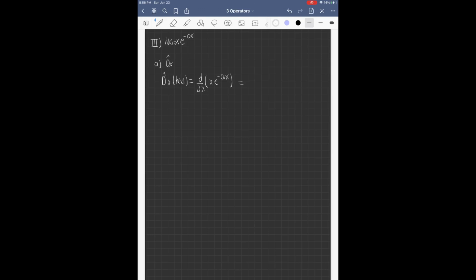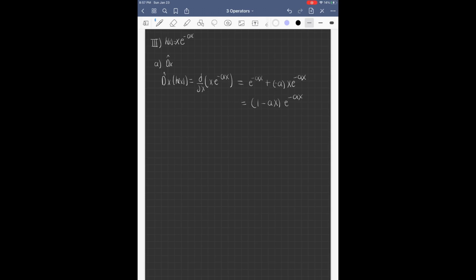As you guys know from the math review, you have to do the product rule because you have x times e to the negative a x. Let's take the derivative of x first, so the derivative of x times e to the negative a x, so you get e to the negative a x, plus x times negative a times e to the negative a x. We'll simplify that: minus a x e to the negative a x.